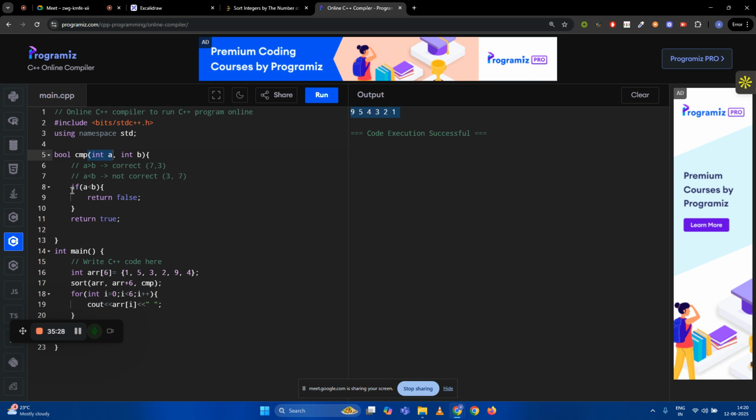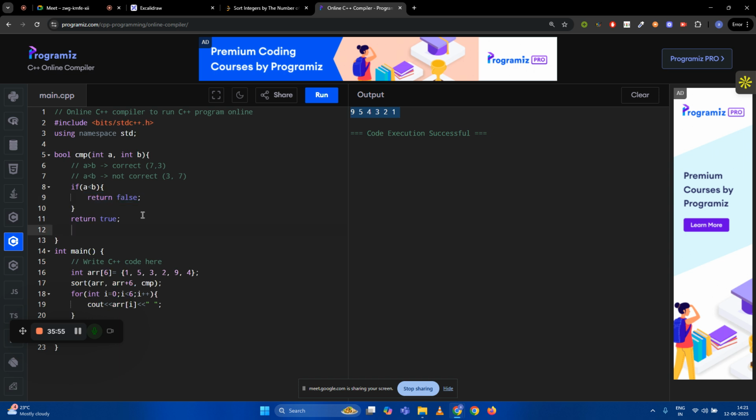Now, किस केस में स्वैप करना था? When b was larger. Suppose a is 3 and b is 7. If the array has to be in descending order, बड़ा नंबर पहले आना चाहिए था, right? So b should come first, but here a is coming first. So if a is less than b, return false, which means you have to swap. जिस केस में तुम्हें swap करना है, in that case you have to return false. Otherwise you have to return true.